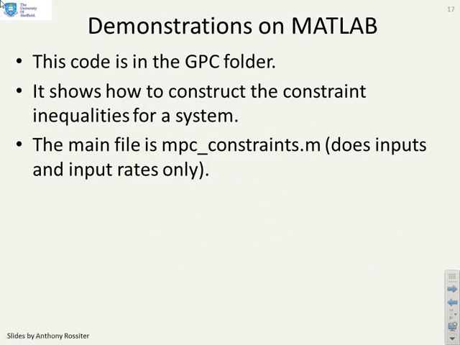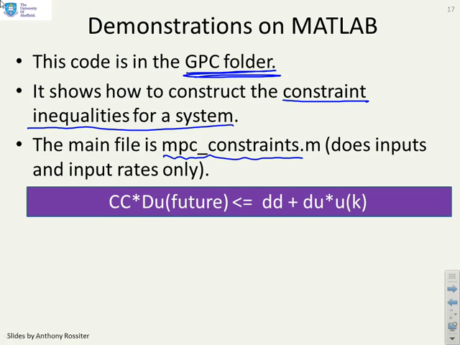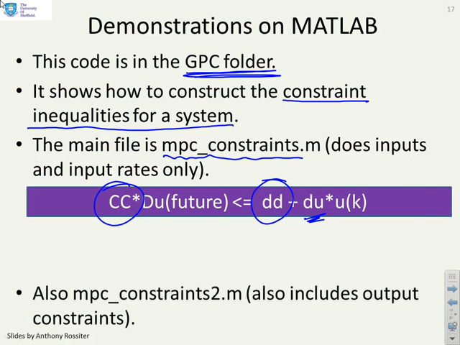Let's do some demonstrations then on MATLAB, and the code for this is in the GPC folder if you want to find it. And in essence, we're going to show how you can construct these constraint inequalities for a system. The main file is mpc_constraints.m, which does inputs and input rates only, and it will generate for you the C matrix, the DD matrix, which is the fixed bit, and the DU matrix, which depends on the past value of U.